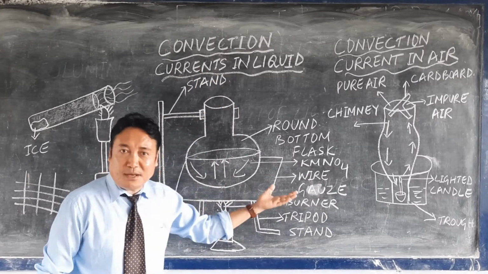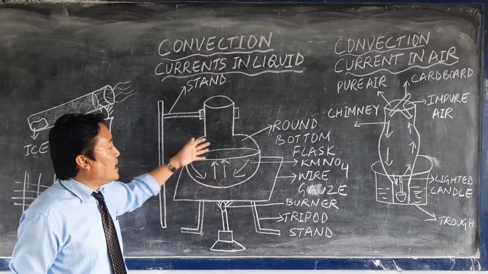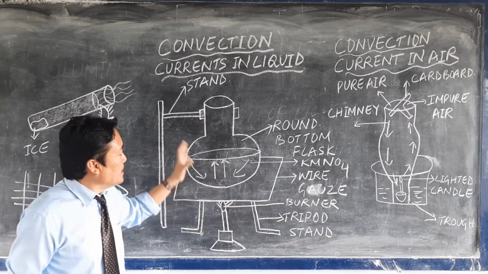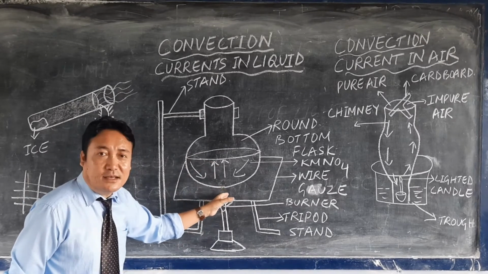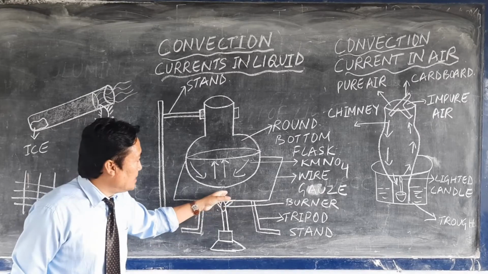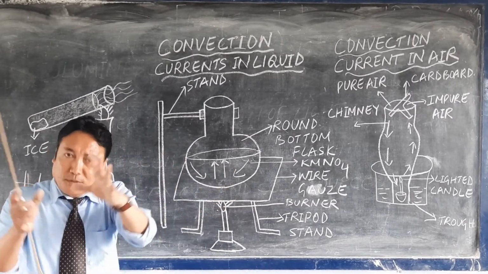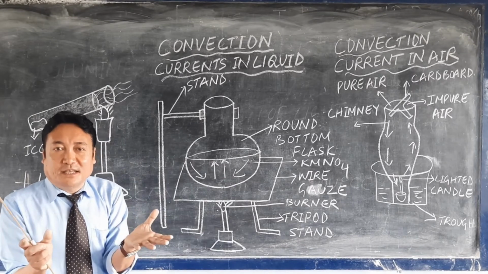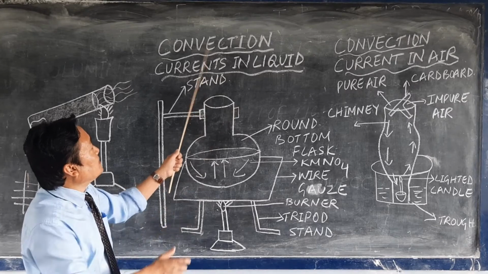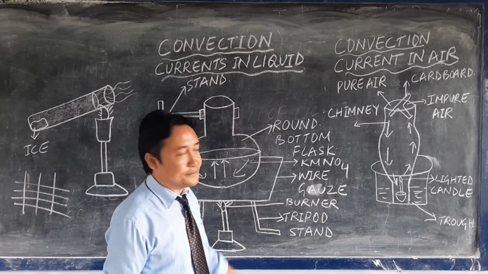So this is a very simple experiment. After some time the entire water in the round bottom flask will get heated up, though you have supplied the heat especially at the middle of the flask. The whole water in the flask gets heated up. So how does it get heated up? That is based on the convection current in the liquid. So the next one is the convection current in air.